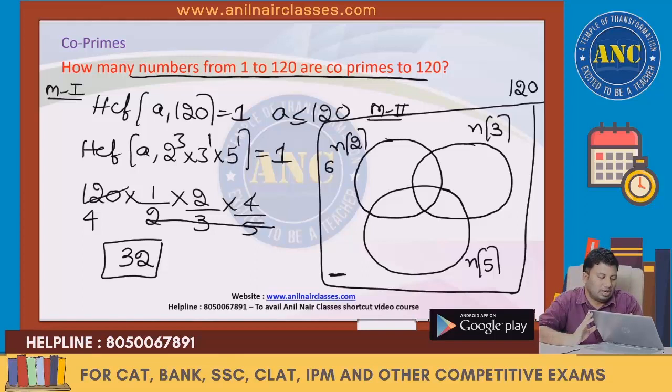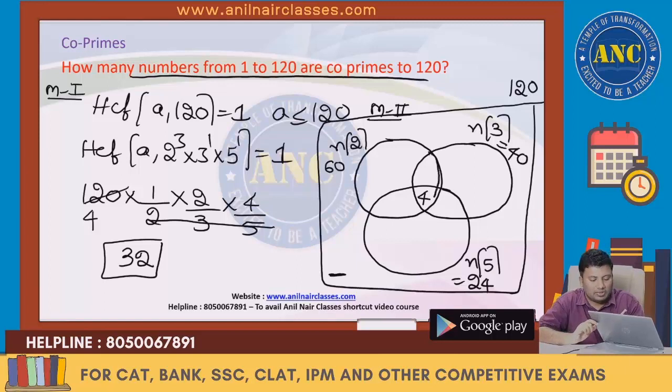How many are divisible by 2? 60 are divisible. How many are divisible by 3? 40 are divisible. How many are divisible by 5 till 120? 24 are divisible. How many are divisible by 2, 3 and 5? 30. It is nothing but 4.